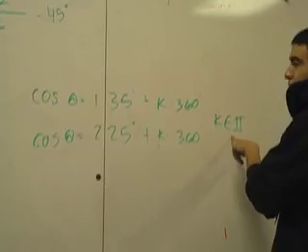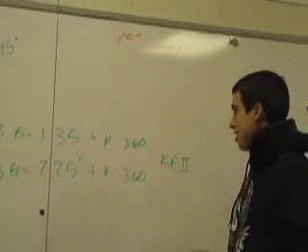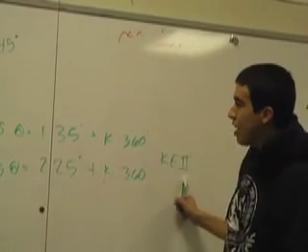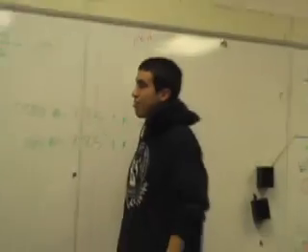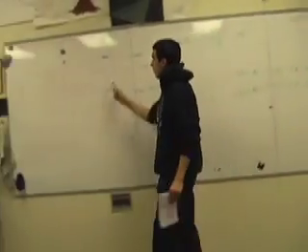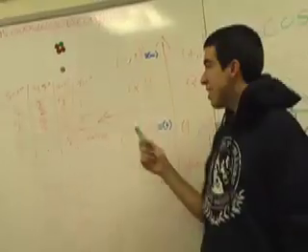You always want to write this down at the end. This is a common mistake that most people forget to do. And the other common mistake that most people make is that they forget which quadrants it is negative in.